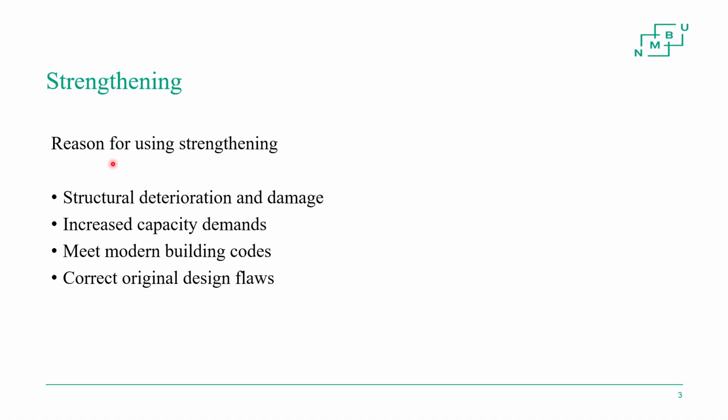Which are the reasons for using strengthening? First is structural deterioration and damage in a structure. Then, to increase the capacity demand to meet modern building codes if we have an old structure, and to correct original design flaws.